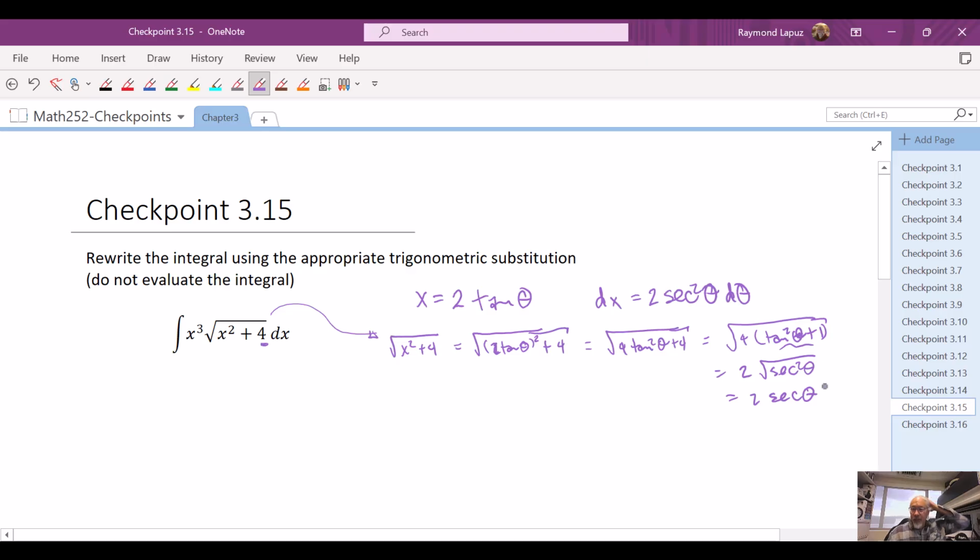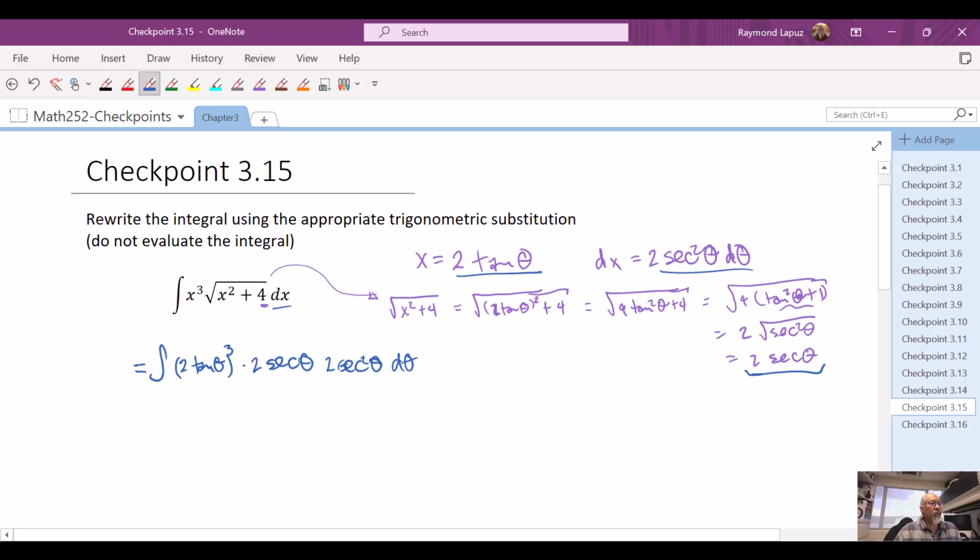All right, and again, that's the whole point in doing this substitution, so we can get rid of the radical sign. So what do we have left? We have an x cubed. We have 2 tan theta to the third power, and we just figured out that this radical will be 2 secant theta, and then the dx is another 2 secant squared theta d theta.